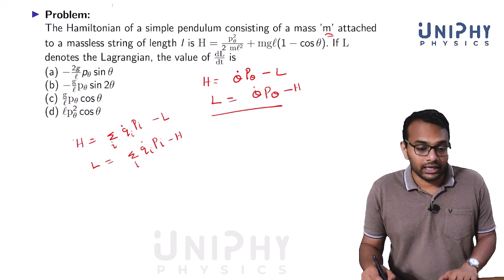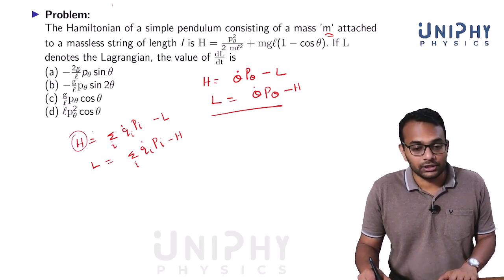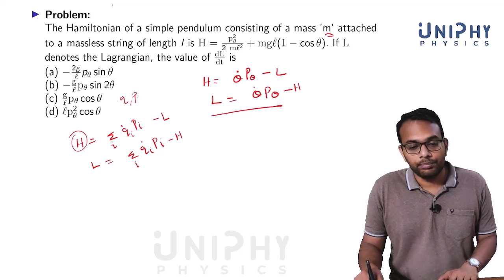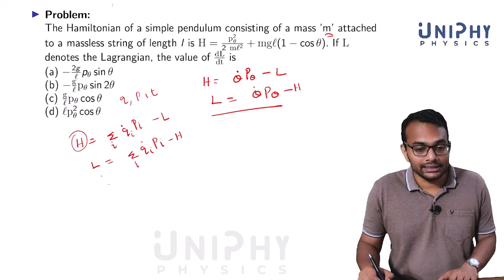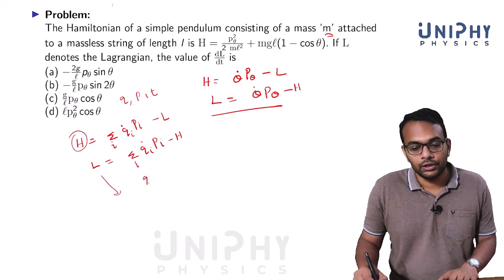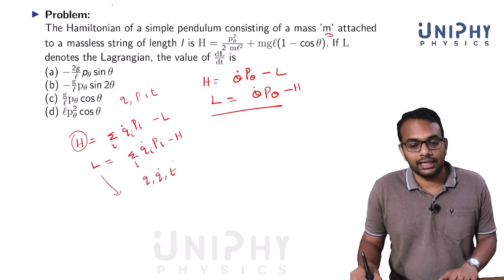So you should be careful. Usually the Hamiltonian is only a function of q, p and t, and the Lagrangian you should write it always as a function of q dot, q and t.